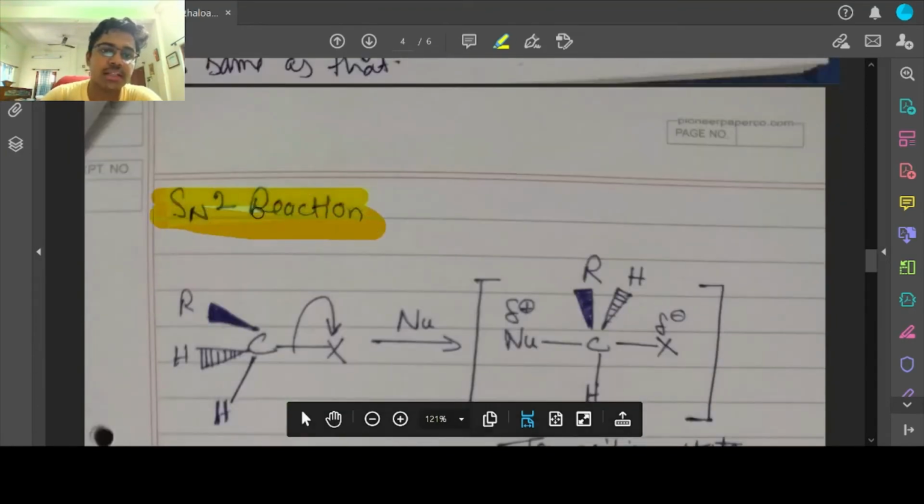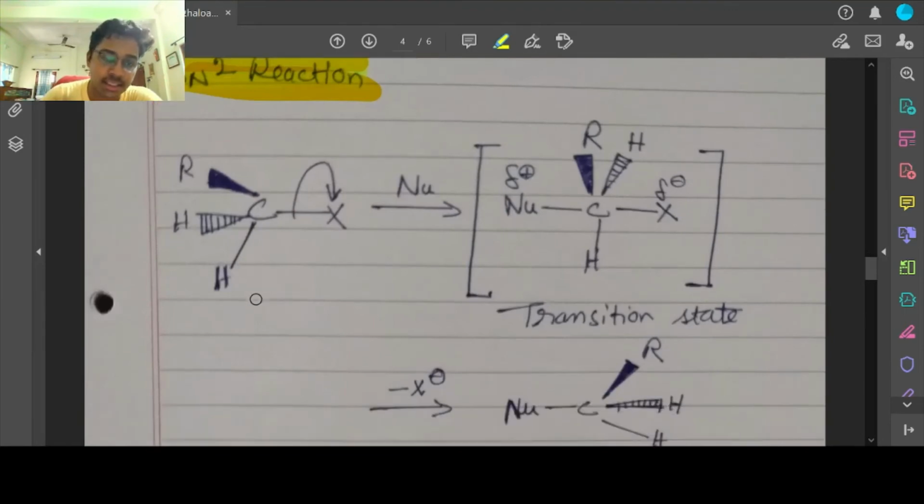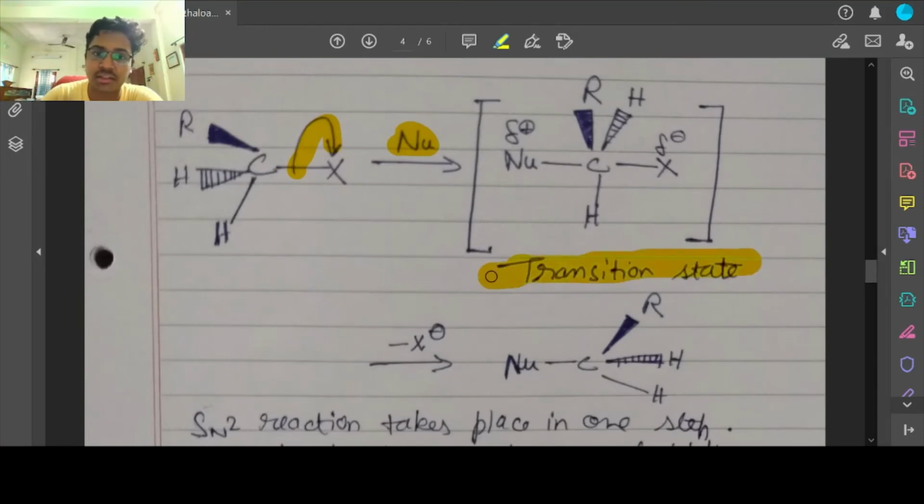Now comes SN2 reaction. This is very important. In SN2 reaction, this carbon-halogen bond breaks. Carbon acquires a partial positive charge and the halogen becomes delta negative. This is the nucleophile, and the nucleophile attacks on carbon. Okay, this is a transition state.